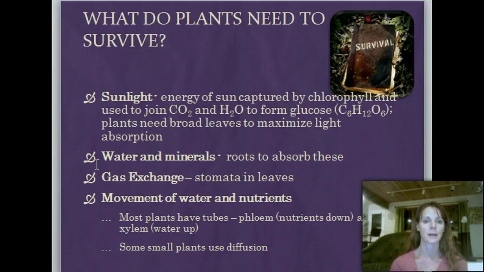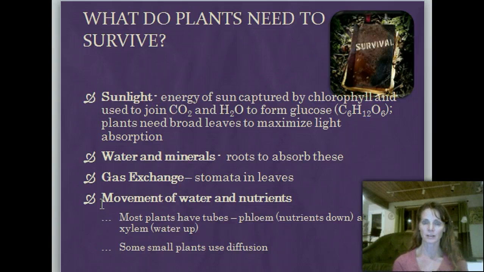But anyways, gas exchange. Remember, in photosynthesis, the plants need CO2, and they give off oxygen. So you have those stomata, which I call pores. They're openings in the leaf that can open up and close. They open up for gas exchange. They also open up or close to keep moisture in. So that's very important.